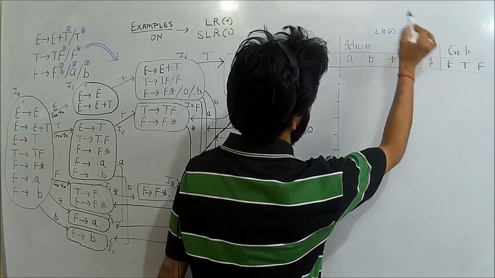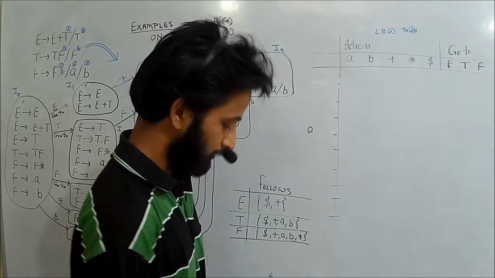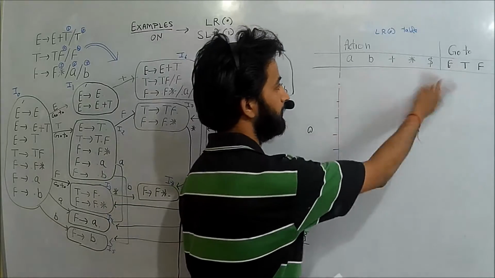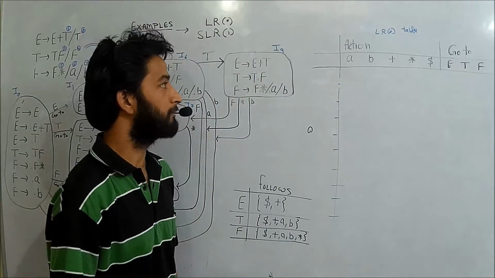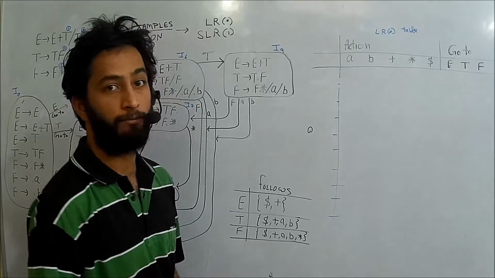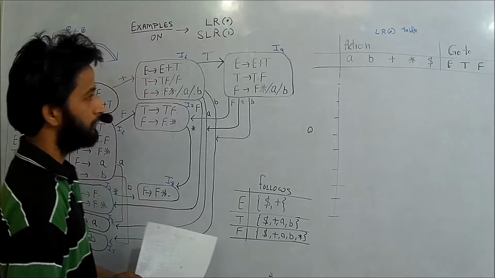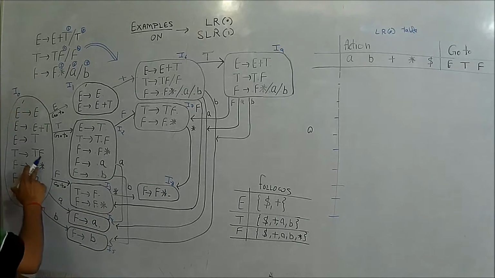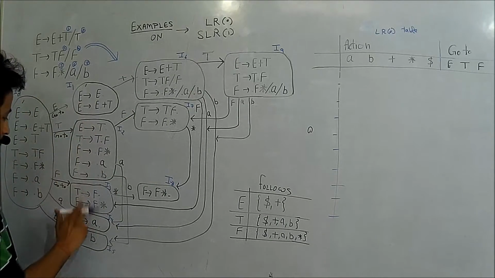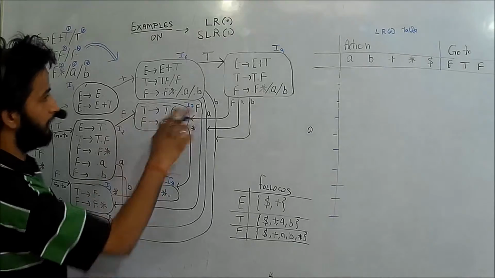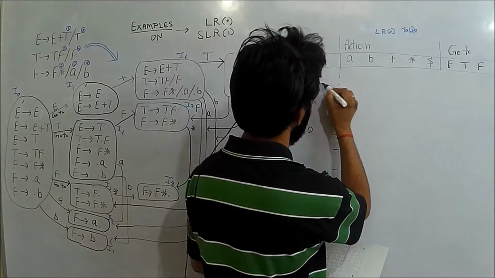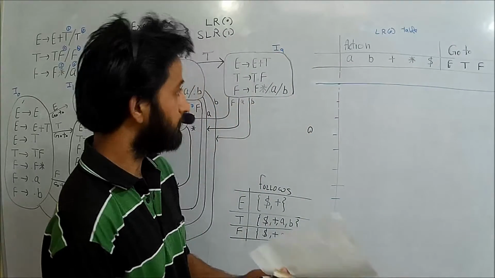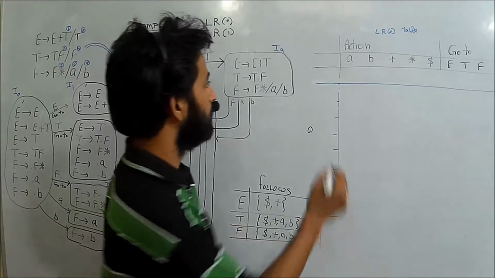parsing table. Okay. So for this LR0 parsing table, I will mention the action table and goto table. So in action table we have all the terminals, and in goto we have all the variables. Okay. Now here we have states 0, 1, 2, 3, 4, 5, 6, 7, 8, 9. Okay. So I will assign this numbering here. Let us draw this block.